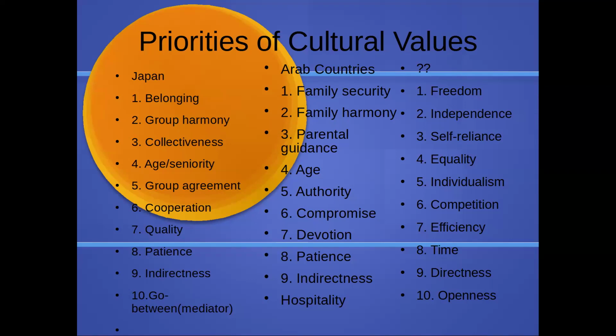Actually, seniority and maturity are two things. Group agreement, cooperation, quality, patience, indirectness, go-between, mediator. That means when we have any issue between two persons, usually they hire some person to mediate this particular problem to get a solution between these two parties. I think you got that one. Actually, I also had one issue with JICA or some organization, and they sent one person to discuss that particular issue.